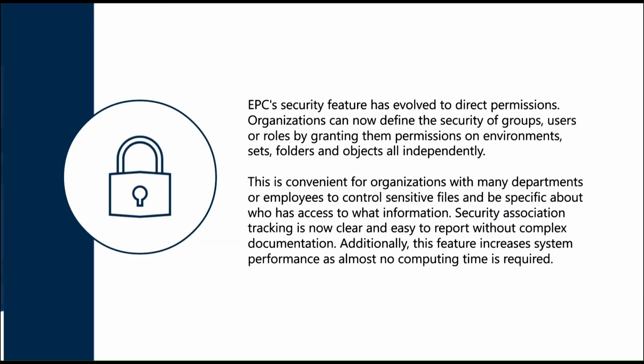EPC's security feature has evolved to direct permissions. Organizations can now define the security of groups, users, or roles by granting them permissions on environments, sets, folders, and objects all independently. This is convenient for organizations with many departments or employees to control sensitive files and be specific about who has access to what information. Security association tracking is now clear and easy to report without complex documentation. Additionally, this feature increases system performance as almost no computing time is required.